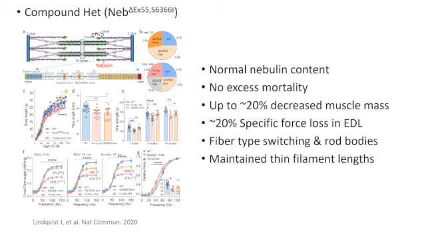There is a normal Nemaline content in these mice. There's no excess mortality, and there is approximately a 20% reduction in muscle mass and a corresponding loss in specific force. The thin filament length is maintained, consistent with the normal Nemaline content, and there is mild fiber type switching and there are rod bodies. So this can be viewed as a model of very mild or typical Nemaline myopathy.